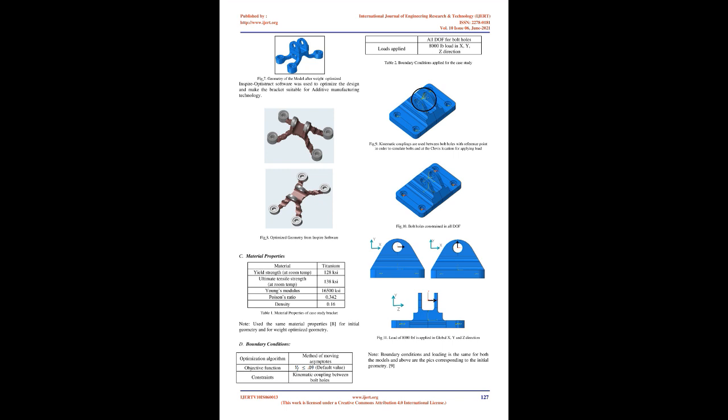Fig. 10. Bolt holes constrained in all DOF. Material properties: material yield strength at room temp, ultimate tensile strength at room temp, Young's modulus, Poisson's ratio, density. Titanium: 128 ksi, 138 ksi, 16500 ksi, 0.34, 20.16. Table 1. Material properties of case study. Note: used the same material properties for initial geometry and for weight optimized geometry.